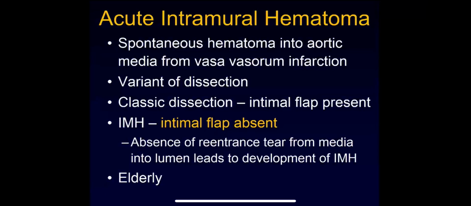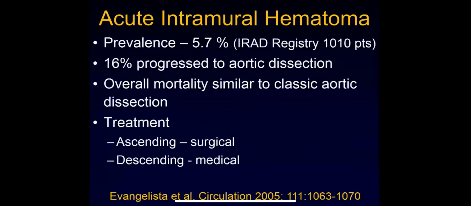And this is more common in the elderly. The prevalence from the IRAD registry is 5.7%, and 16% of patients with acute intramural hematoma progress to aortic dissection. The overall mortality is similar to classic aortic dissection, and treatment is also similar, with the ascending or type A treated surgically and the descending or type B treated medically.